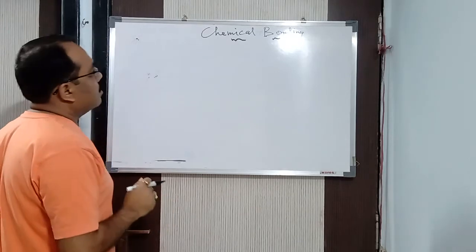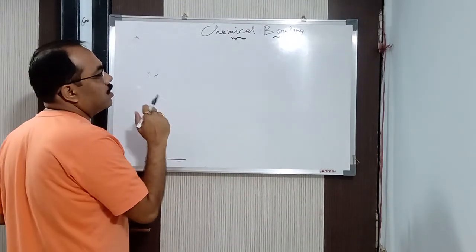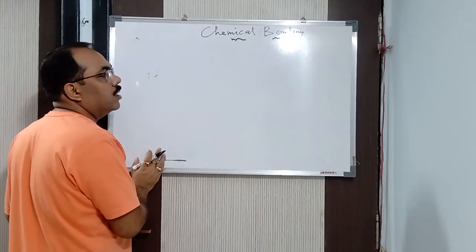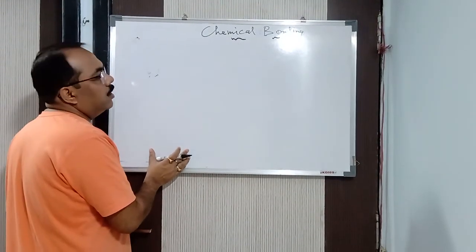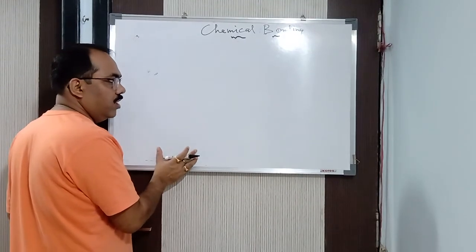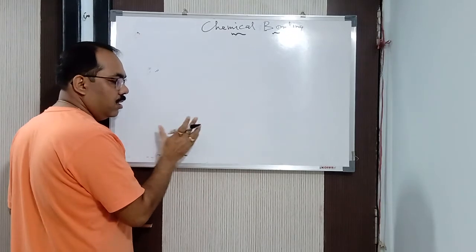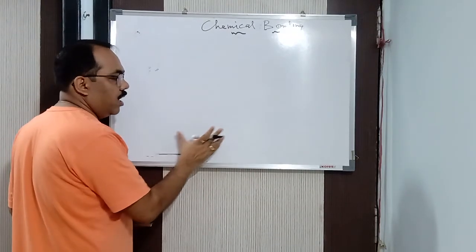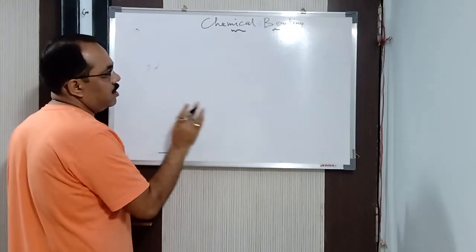So last class we studied chemical bonding. Now we have seen the conditions for the formation of an ionic bond. One of the conditions is that one of the atoms should have low ionization energy, the other atom should have high electron affinity, and the electronegativity difference should be greater than 1.9. I told you it should be large, and the lattice energy should be high. We have already studied and discussed it.